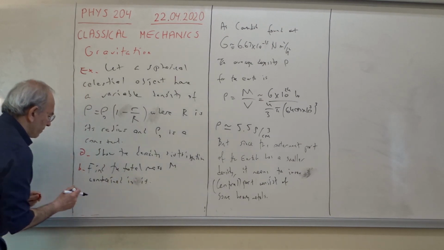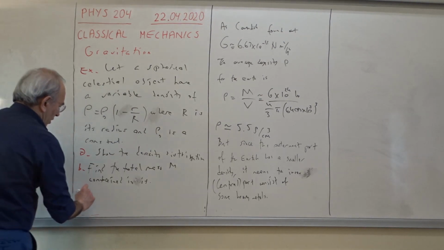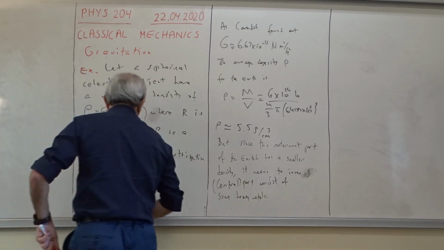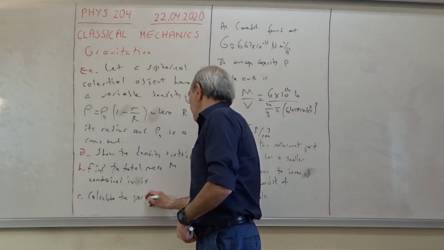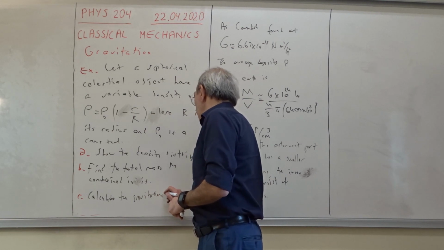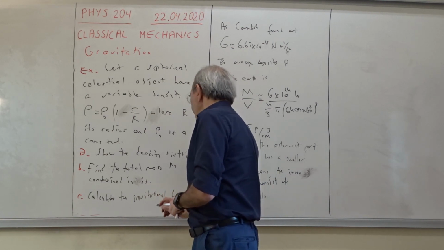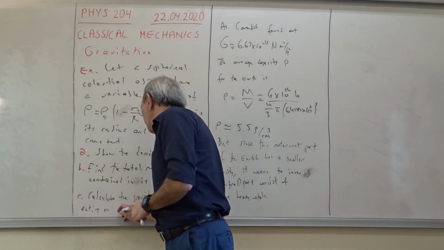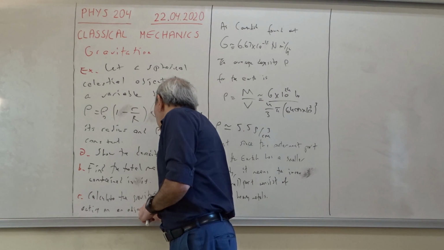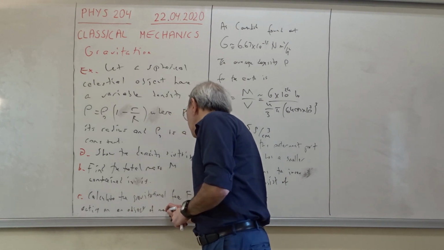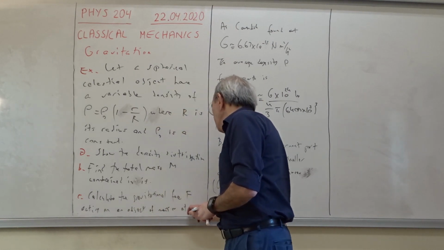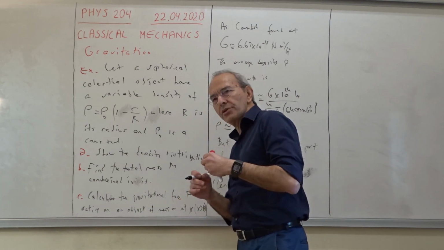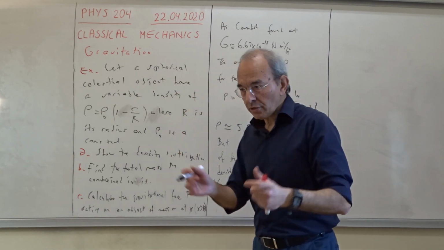And C, calculate the gravitational force F acting on an object of mass m at position x, where x is greater than the radius, of course. It is some particle outside the surface.